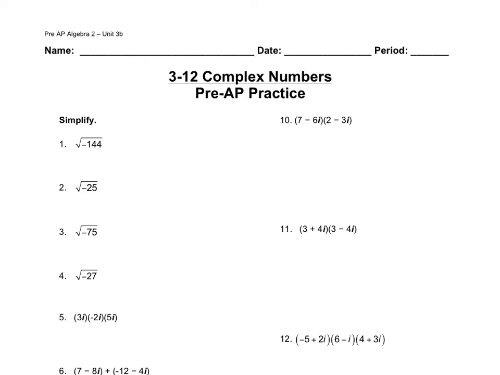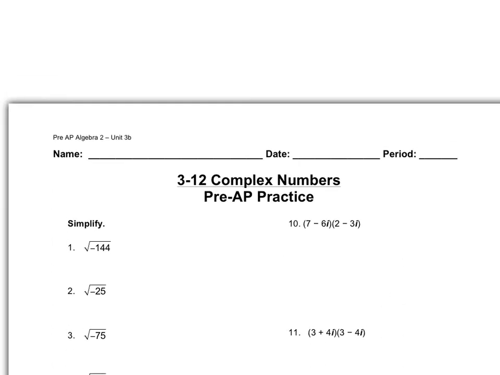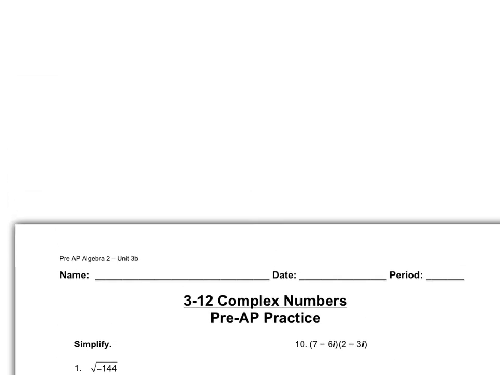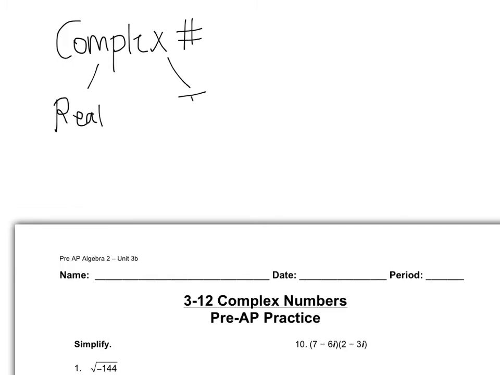Today we'll be working on Lesson 312, Complex Numbers. But before we start on the practice sheet, let's review what a complex number is. A complex number is made up of two parts: a real part and an imaginary part.